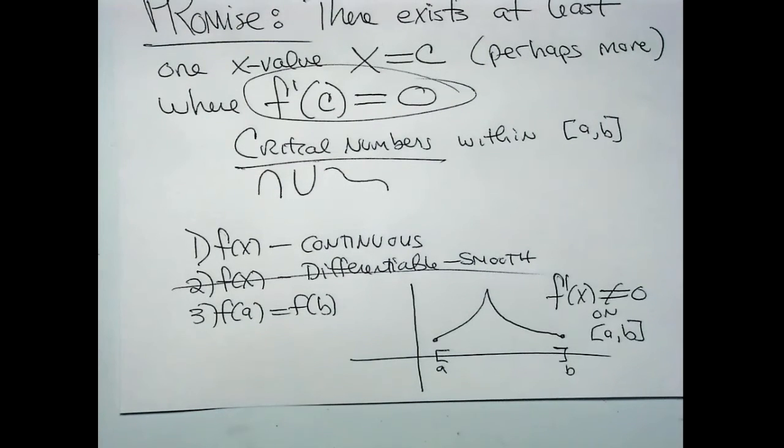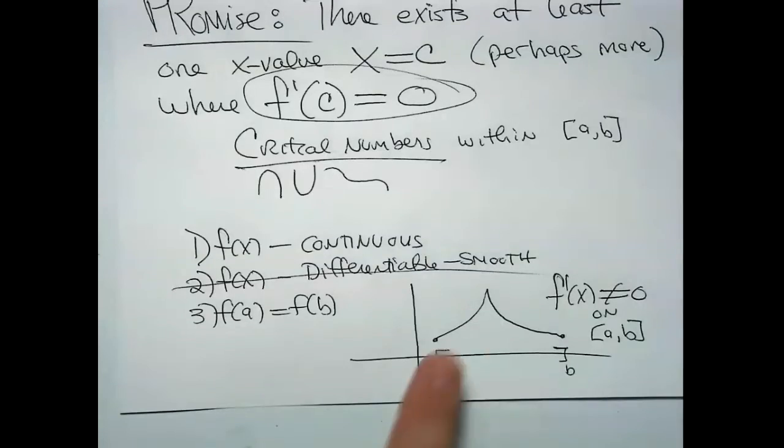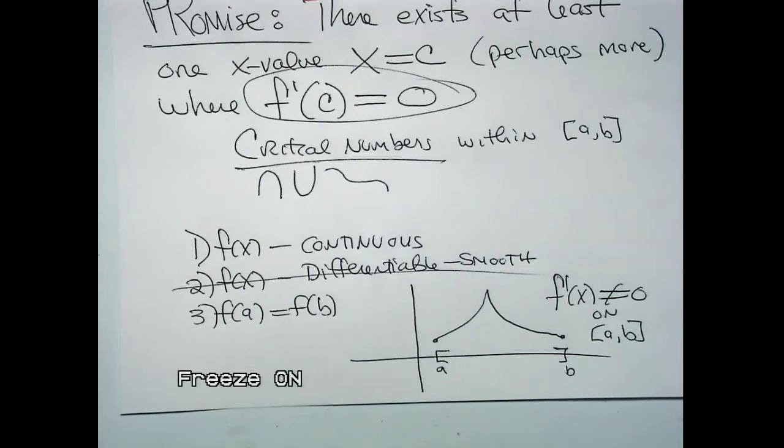See, in order for Rolle's to be satisfied, you must have all 3. Here, I put a sharp corner in. Nope, sorry, that's not differentiable at that location. F prime comes out to be undefined at that location, not 0. And look around. There's no other place where we're going to get f prime to be 0. So that is the basis of Rolle's theorem.